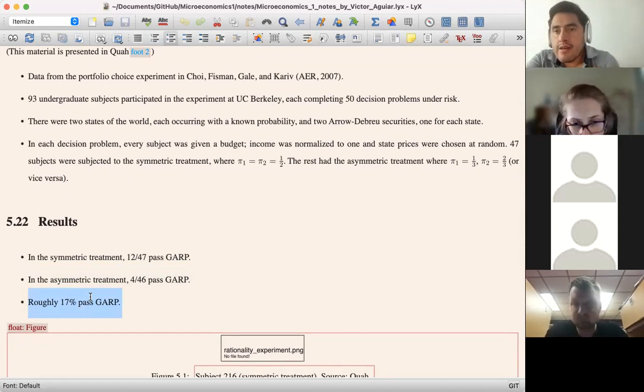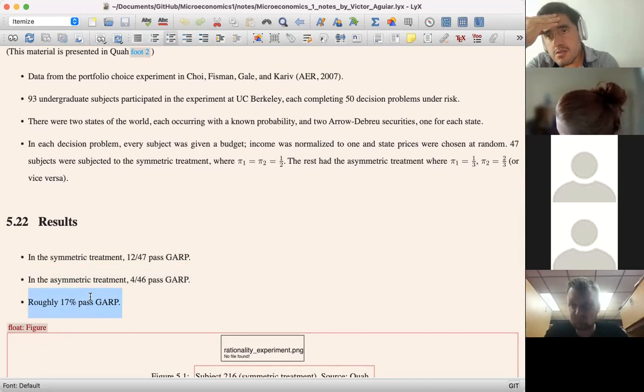So again, GARP is super simple to test. You take a data set, you pass it through the program to test GARP. Basically, GARP is checking that there are no violations of the strong cycles of the revealed preference, right? And that's it. Now, if you do this, 17% of people pass.